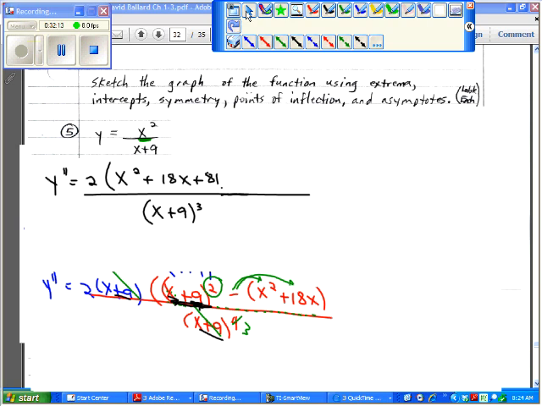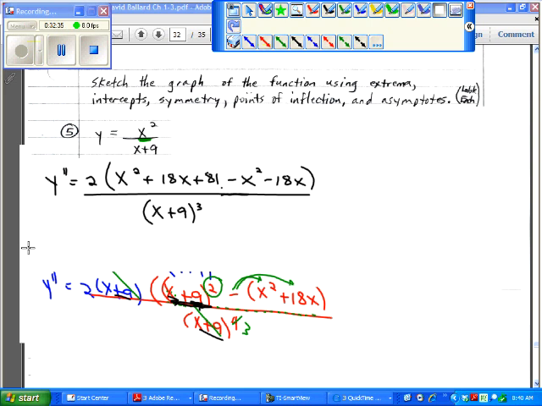When we did x+9 times itself, and then we're going to distribute that, we're going to have a minus x squared minus 18x. Okay? See what we got to there?